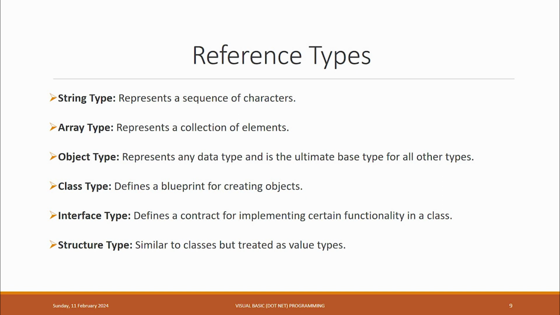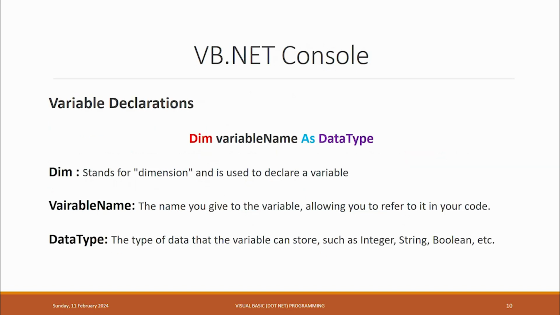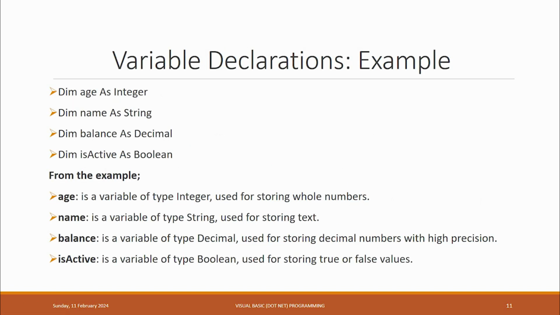Okay, so these are the reference types, the two types of variables. Now let's come to the VB console. Variable declaration in VB is done in this way. When you want to define any variable in VB, we have this.